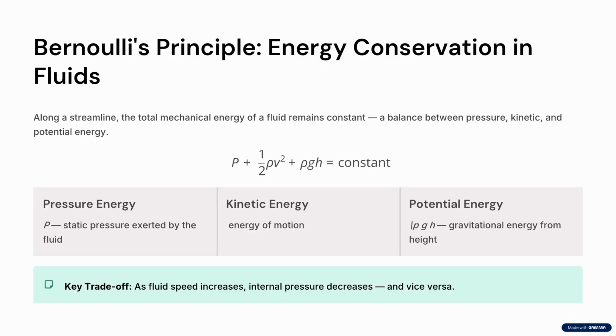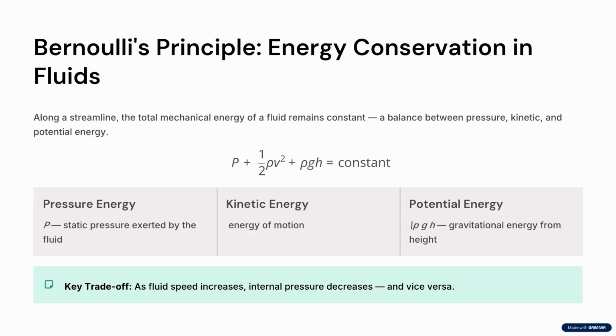Exactly. Now, for our biological model, if we assume a blood vessel is horizontal, the height isn't changing. So we can just factor out potential energy completely. Which means we are left with a direct zero-sum battle between lateral pressure and kinetic energy. That is the big aha moment. Here's where it gets really interesting.